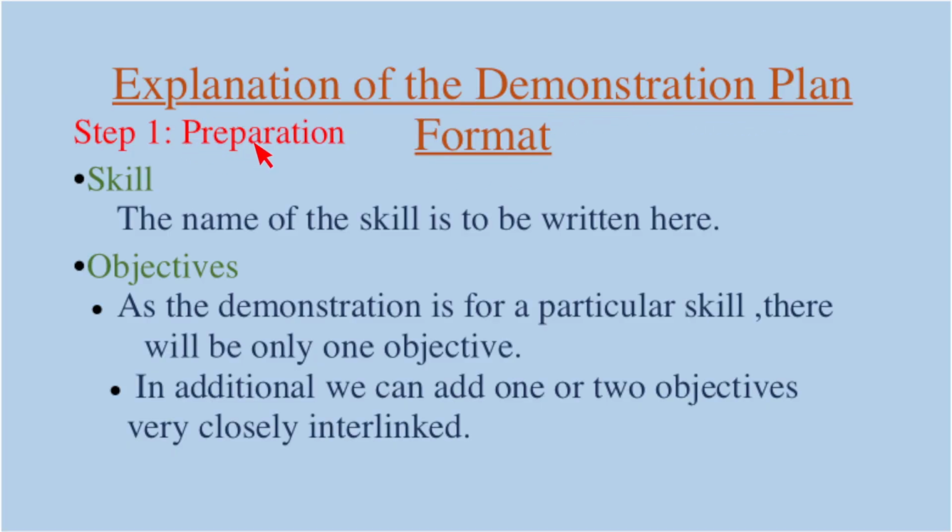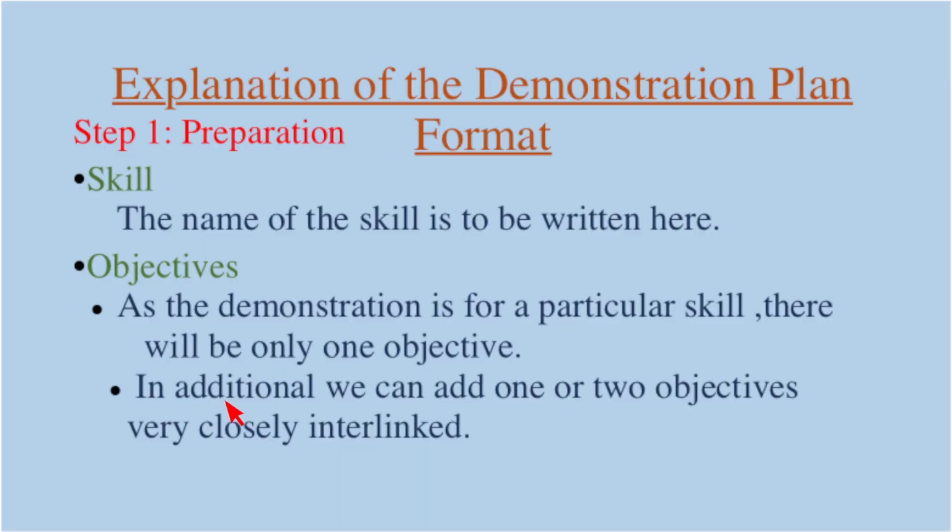First is the preparation stage, and in that first you have to mention the name of the skill. The name of the skill is to be written in the skill part. The next is objectives. In a skill, there will be only a main objective, a single main objective. Then if you want to add one or more additional objectives, they must be related, interlinked to the topic.